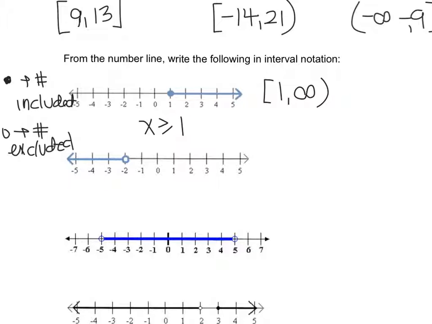Our next number line, that inequality says x has to be less than -2. Everything to the left is less than, open circle means no equal to. So the way the arrow points can help you determine what type of inequality you have. So everything less than -2, we start with -infinity, we end with -2, both of which get parentheses.